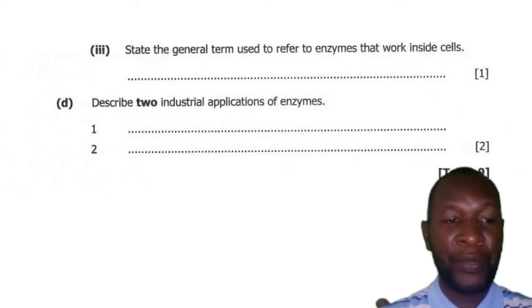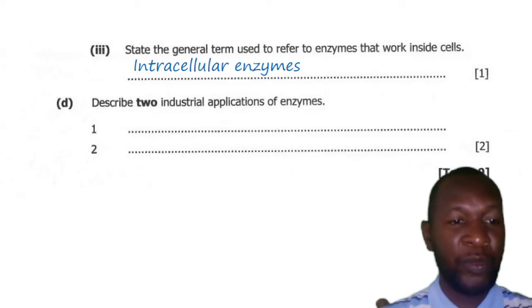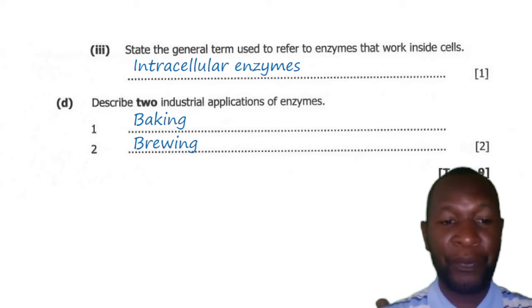Part 3. State the general term used to refer to enzymes that work inside the cells. The term is referred to as intracellular enzymes. Part D. Describe 2 industrial applications of enzymes. Enzymes can be used in baking. We can also use enzymes in brewing.